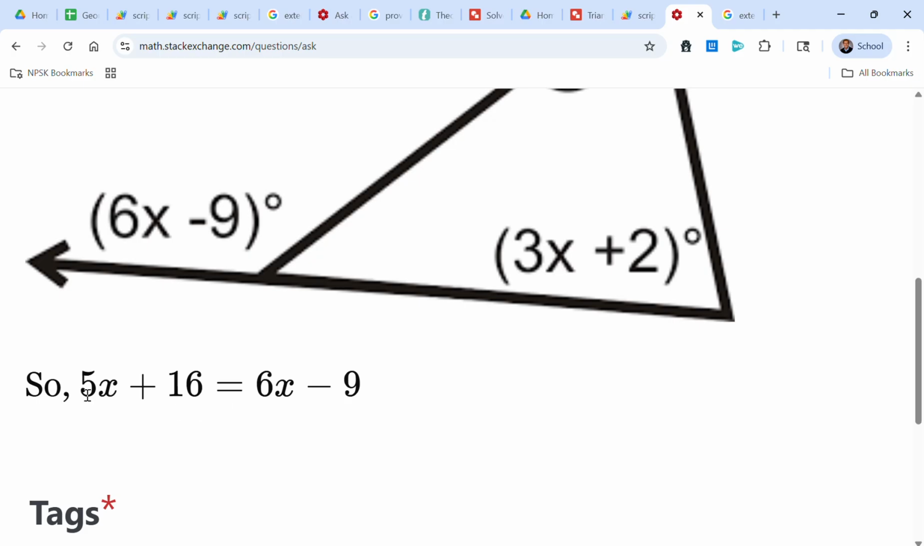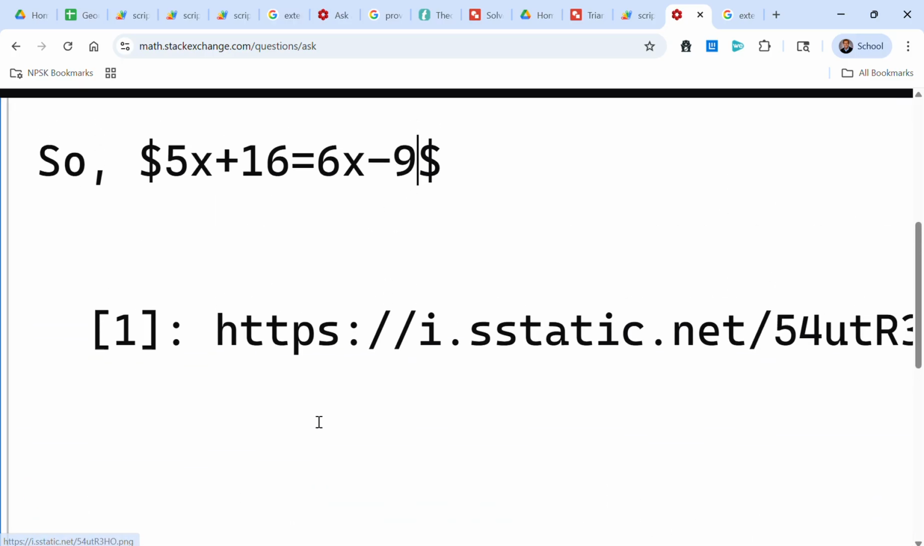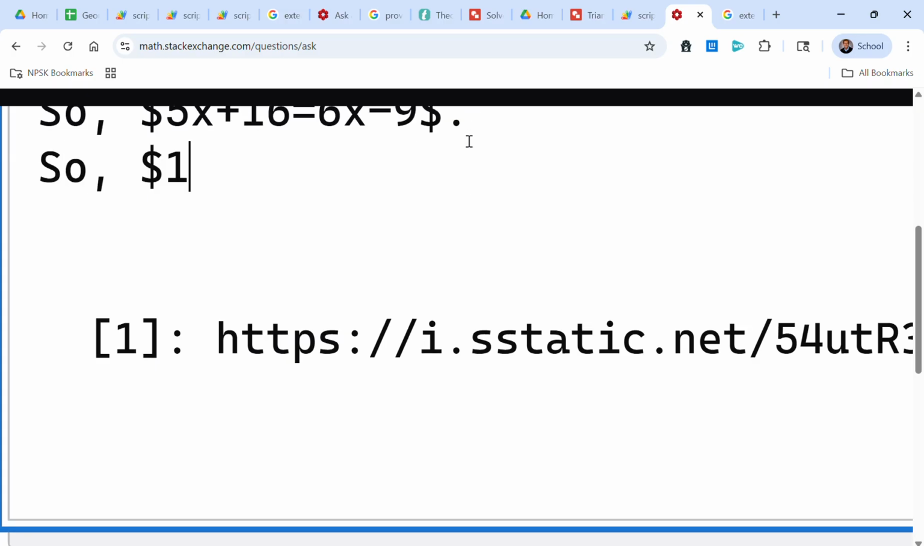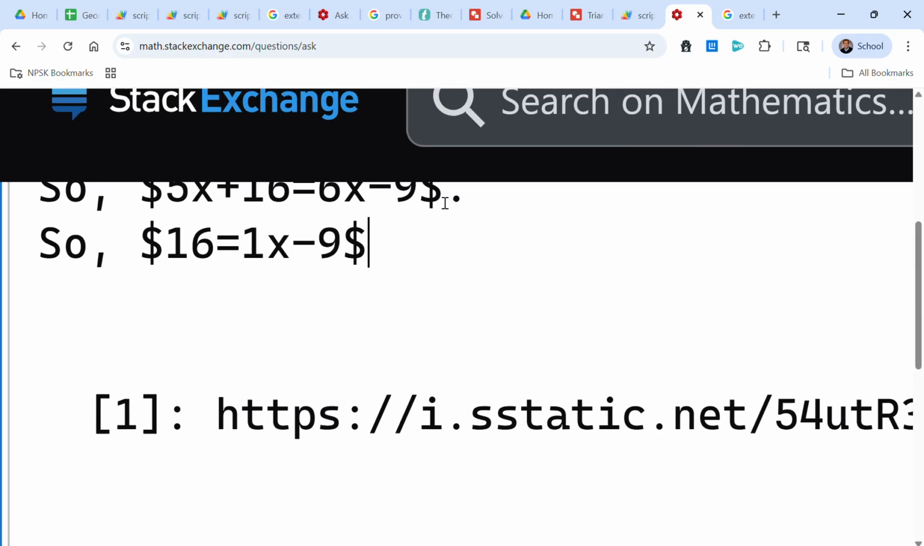So to do this, I'm going to subtract 5x over here. When I subtract 5x over here, it's gone. When I subtract 5x over here from the 6x, I'm going to be left with 1x on the right side. So this means 16 equals 1x minus 9.